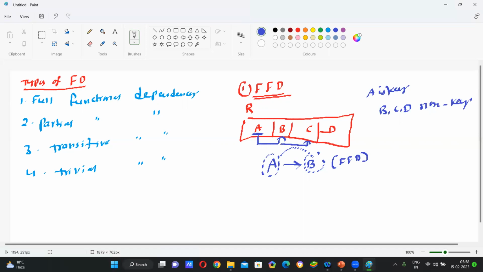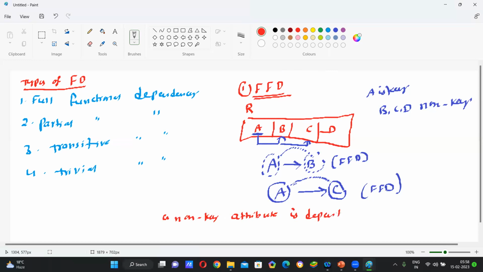Let's take one more example. Suppose A functionally determines C. Here C is a non-key, A is a key. A non-key attribute is depending on key attribute. This type of FD is called full functional dependency. Now write the definition of full functional dependency: a non-key attribute depending on key attribute is called full functional dependency. I think we got the clarity on full functional dependency.